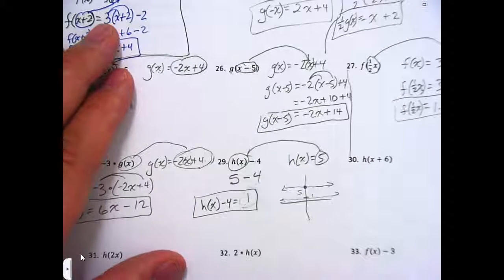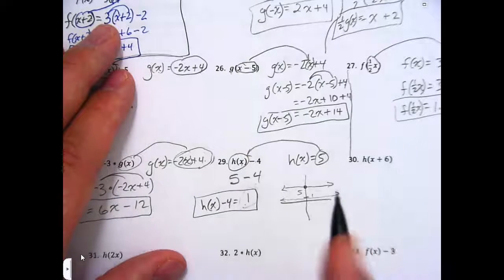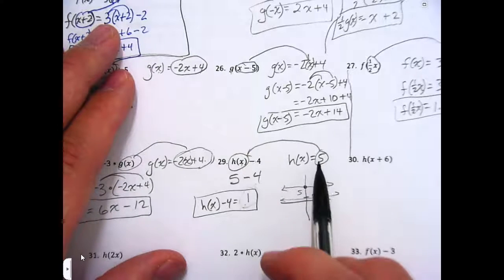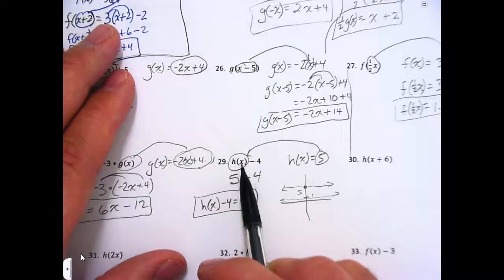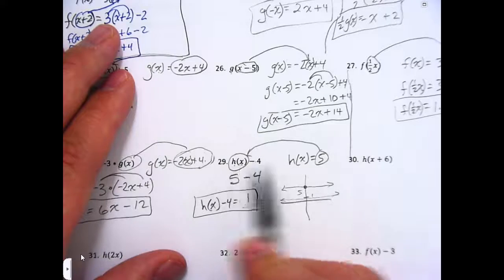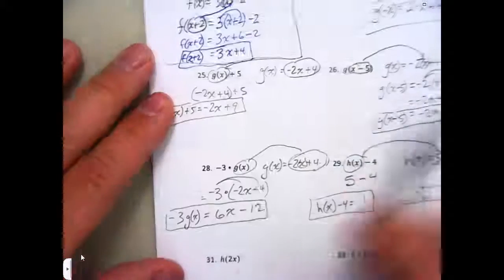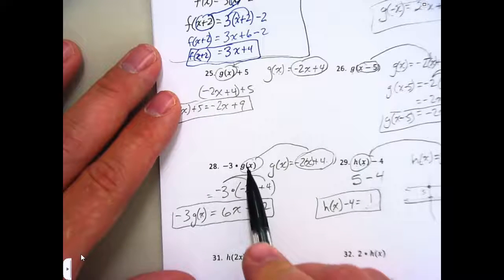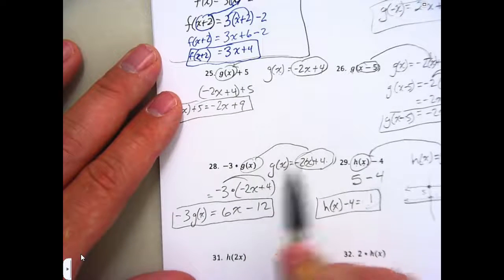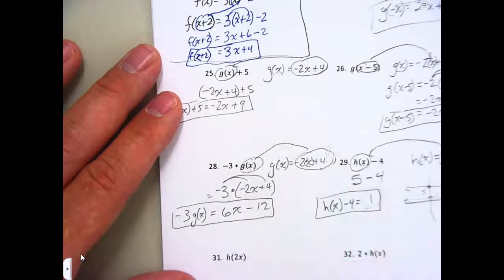Are you, hold on, ask that again. The 5? Yeah, I put that in for h of x because this says the exact same thing as this. If they say the exact same thing, just like on number 28, this says g of x and this says g of x. So I replace it with its other name.